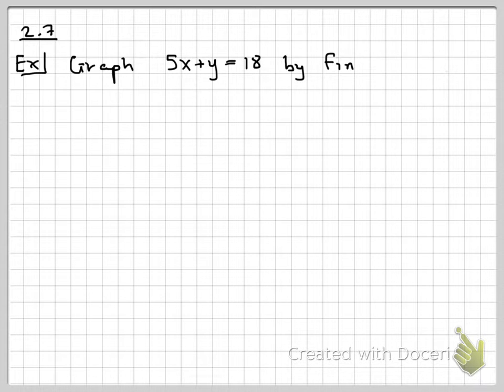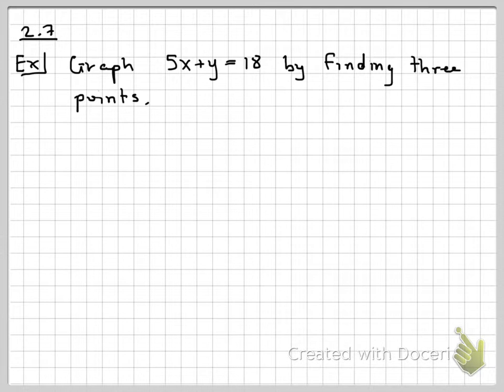Alright, in section 2.7 we're going to be talking about graphing lines. And so I'm going to show you three different examples that include three different ways to graph lines. The first example is graphing by points. So it says graph 5x plus y equals 18 by finding 3 points on the line.